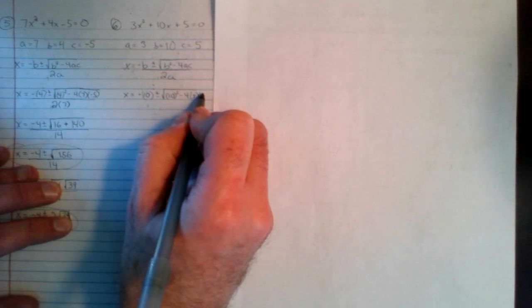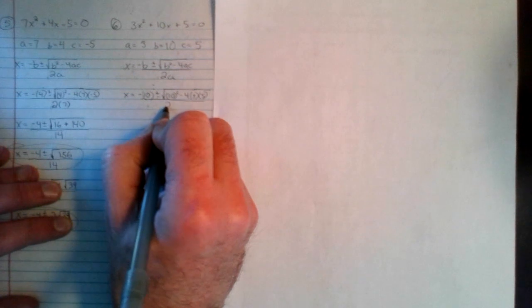B is 10, so we go negative 10 plus or minus square root of 10 squared, minus 4 times a, which is 3, times c, which is 5, all over 2a, or 2 times our 3. Now we're just going to do our math.